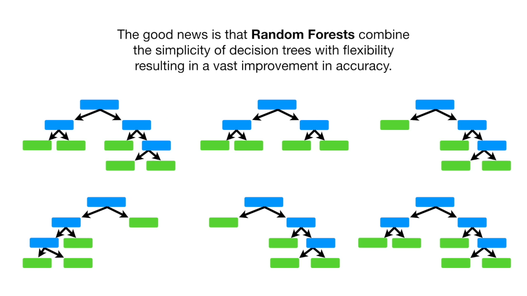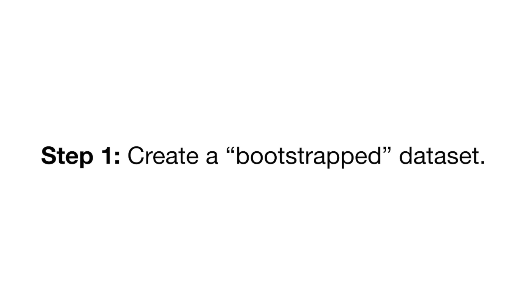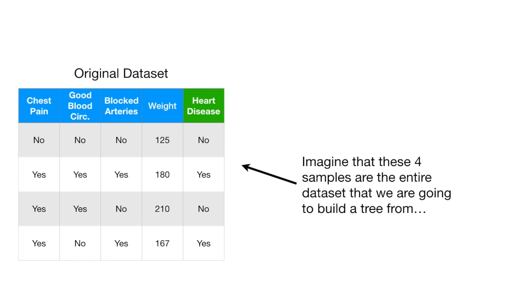The good news is that random forests combine the simplicity of decision trees with flexibility, resulting in a vast improvement in accuracy. So let's make a random forest. Step 1, create a bootstrap dataset. Imagine that these four samples are the entire dataset that we are going to build a tree from. I know it's crazy small, but just pretend for now.